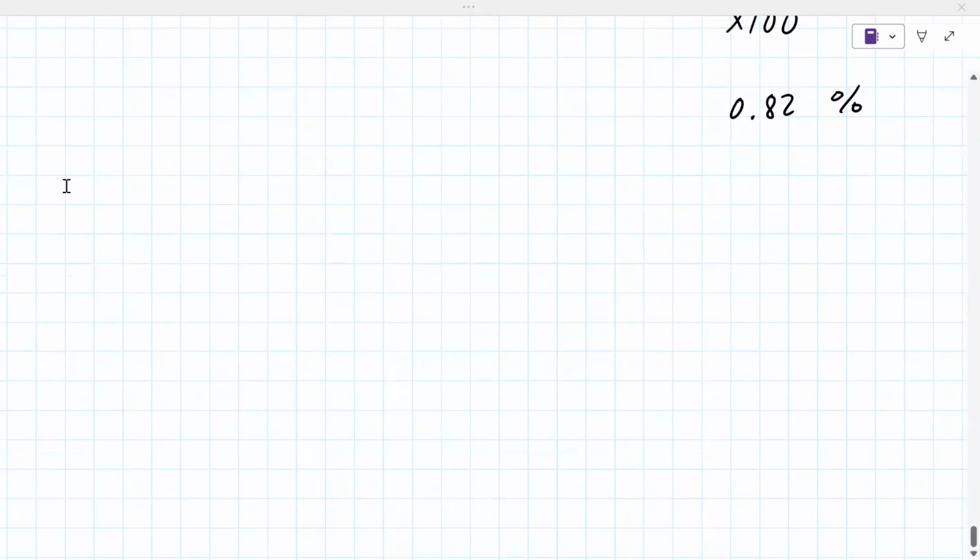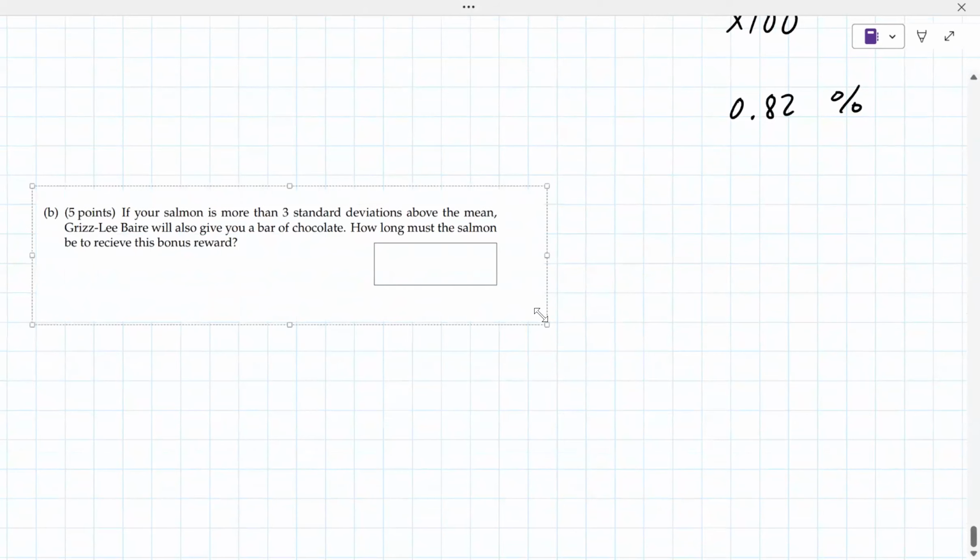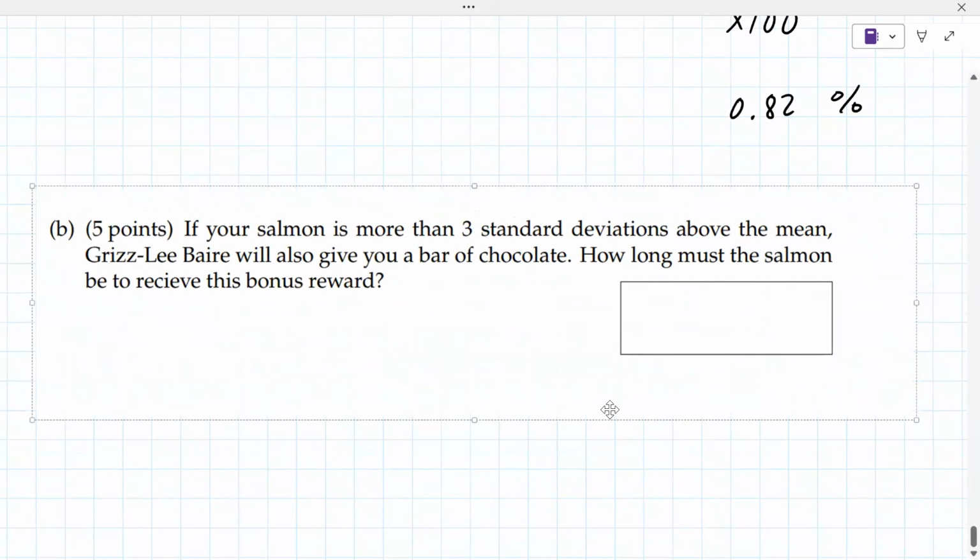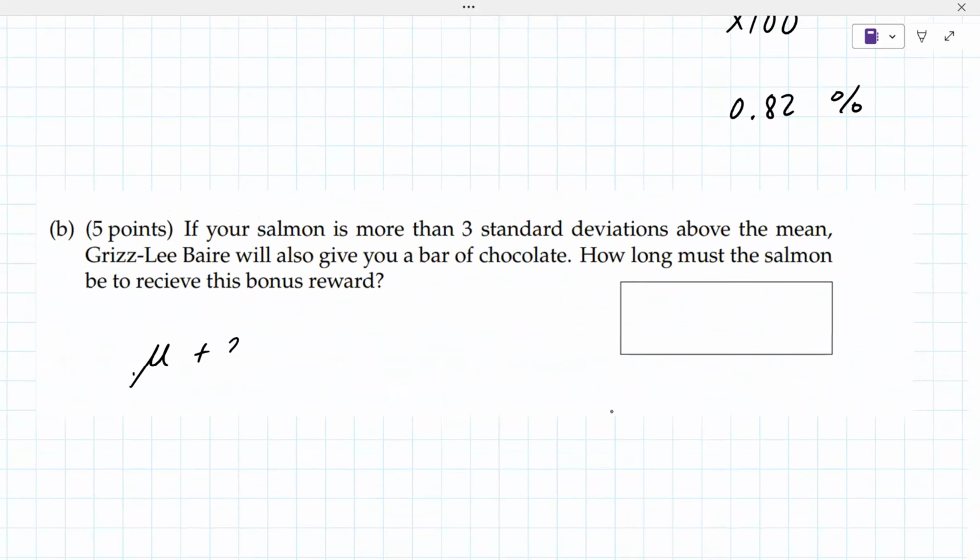And then B is the three standard deviations. So because we already have the mean and standard deviation, we can answer this question. But this is basically, I should take your mean and add three sigma to it. Yeah. Okay, so your mean is 70.